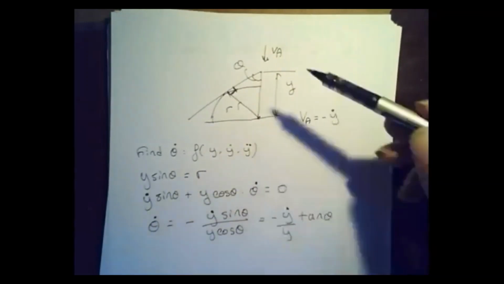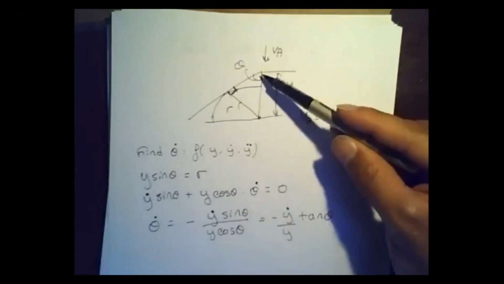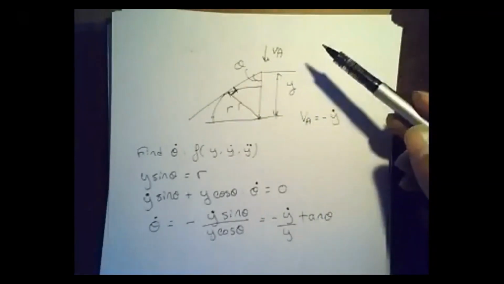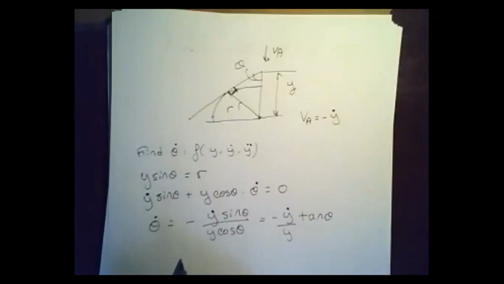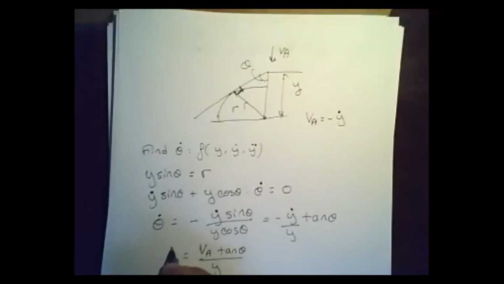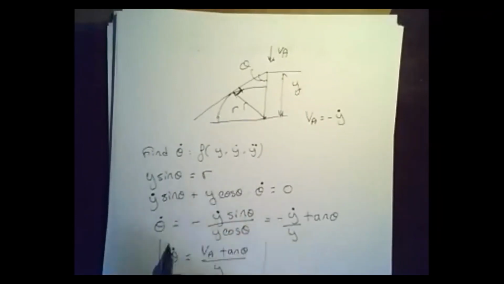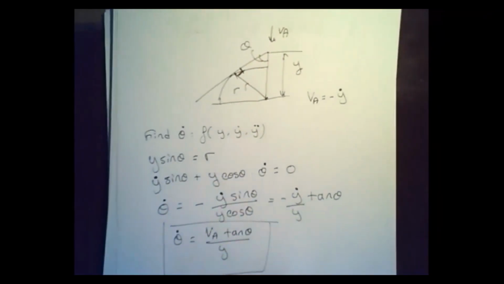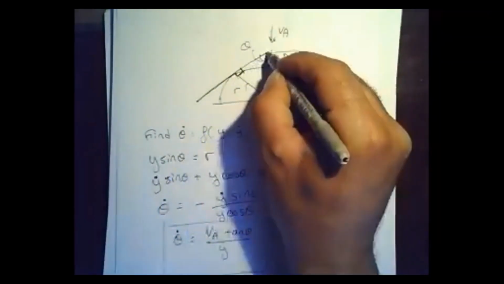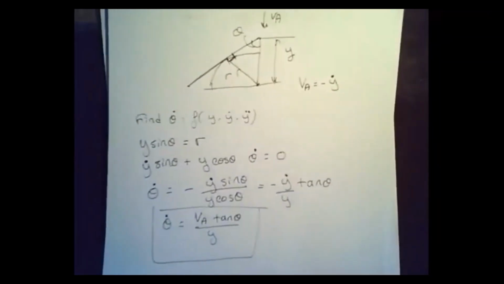So if y is going down, then theta is opening up, right? Theta is increasing, which makes sense. I could also replace this minus y prime by VA. So if the object has positive velocity, theta prime is going to be increasing. This allows you to relate the velocity of point A with theta prime, which is the angular velocity of this rod. I'm drawing this rod as a straight line. Any questions on that?